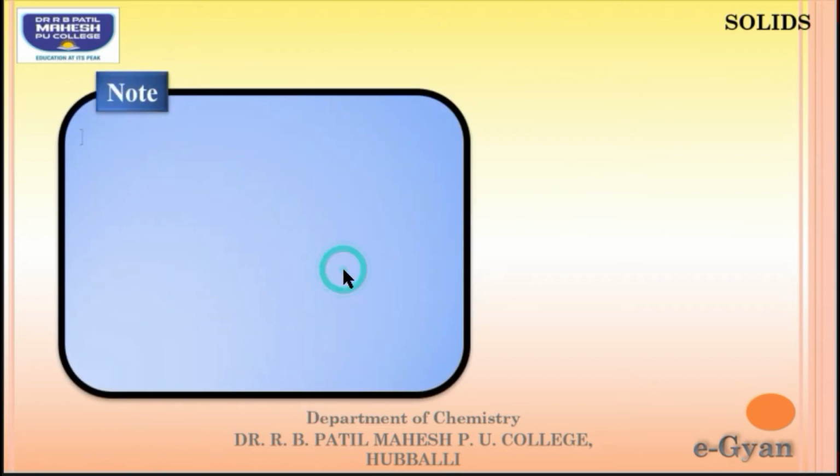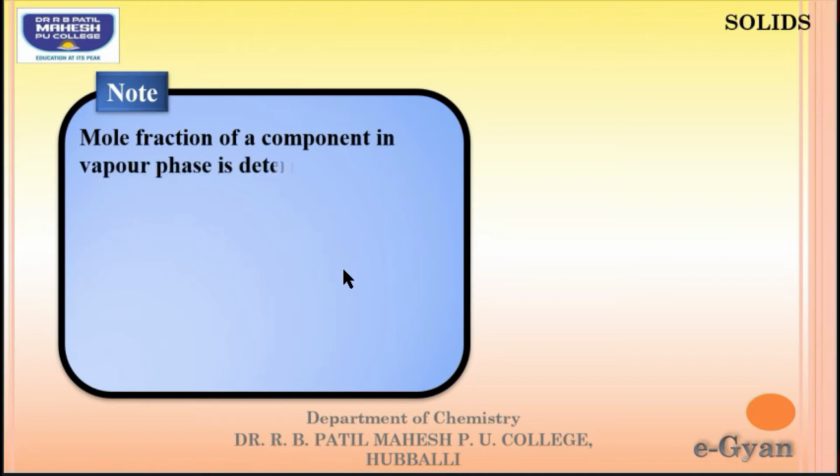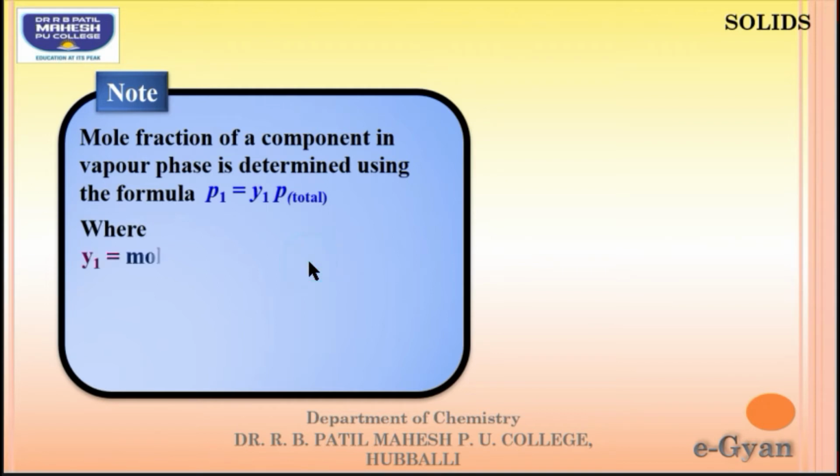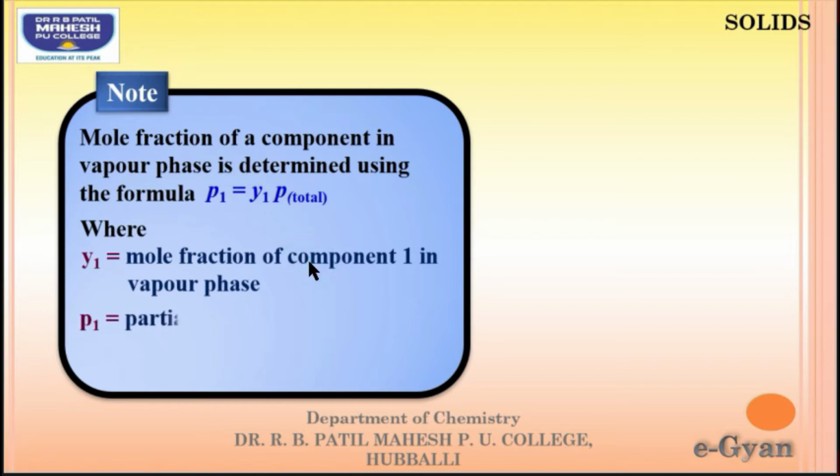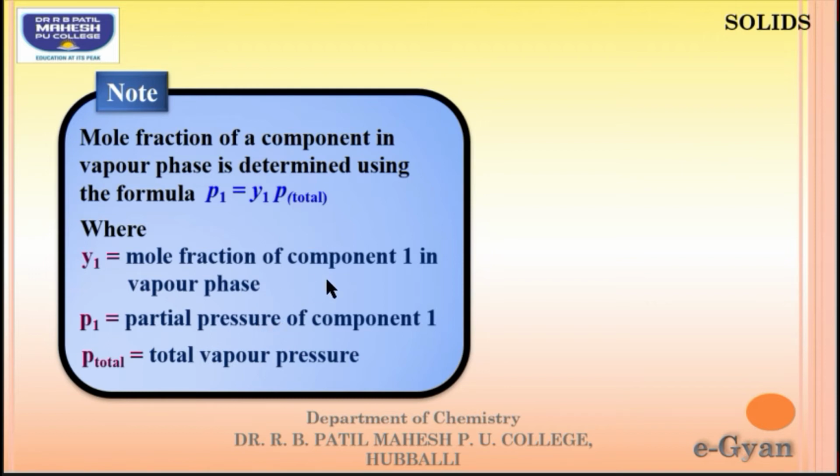Note down that the mole fraction of a component in the vapor phase is determined using the formula P1 is equal to Y1 P, that is total pressure, where Y1 is the mole fraction of component 1 in the vapor phase. Remember this one, it is in the vapor phase, not in the solution. X1 is in the solution, Y1 is in the vapor phase, P1 is the partial pressure of the first component, and P total is the total pressure.